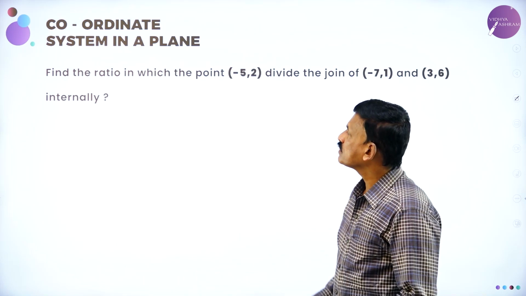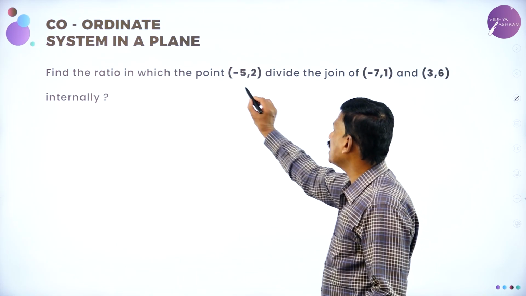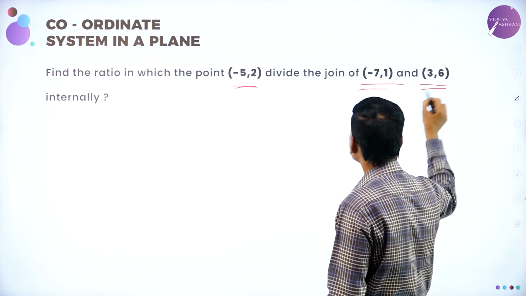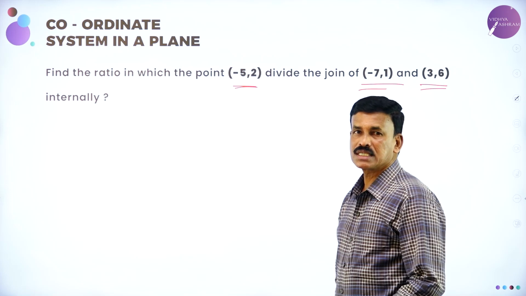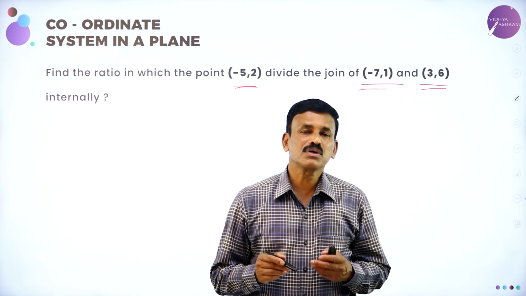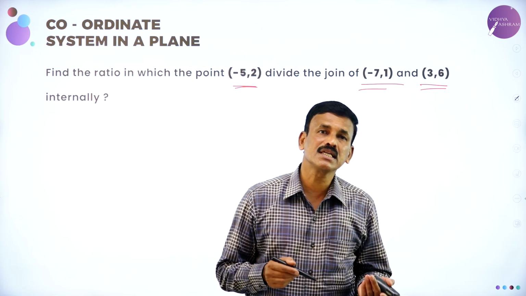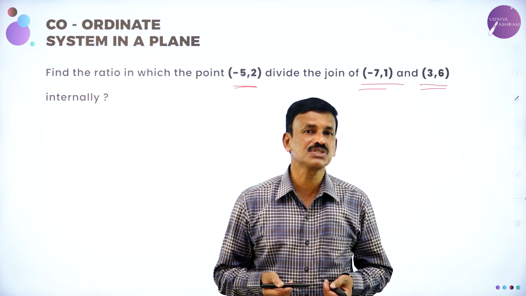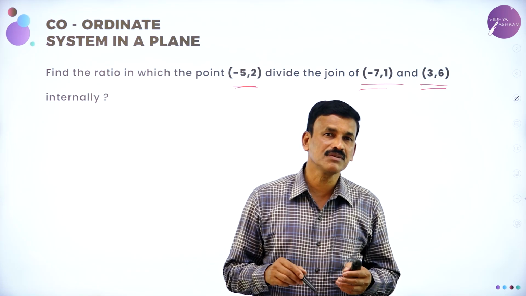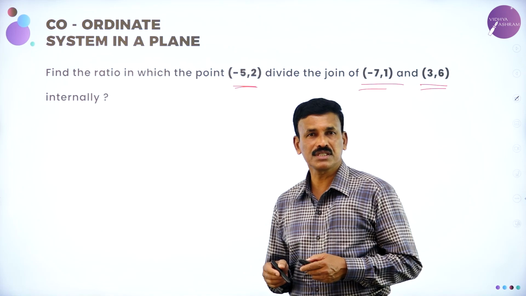What is the next problem? Find the ratio in which the point minus 5 comma 2 divides a line joining minus 7 comma 1 and 3 comma 6 internally. So here the ratio is to be determined. In the previous class we have discussed the problems regarding finding the internal and external division whenever the ratio is given. Here the ratio is not given, so it is required to find the ratio.